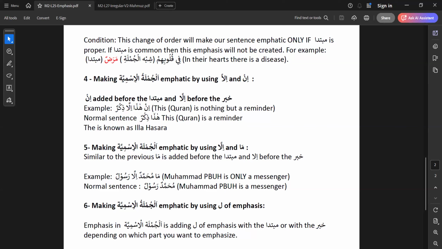And this illa, who remembers what this is called? Istithna? Istithna, yes, but I saw there's another word, hasr. Have you heard of that? أداة الحصر. Yes. Right?